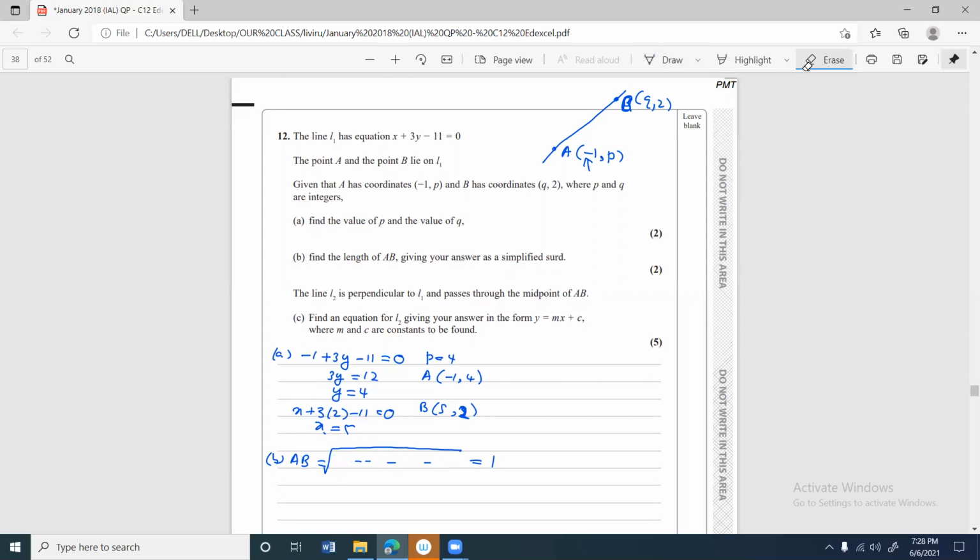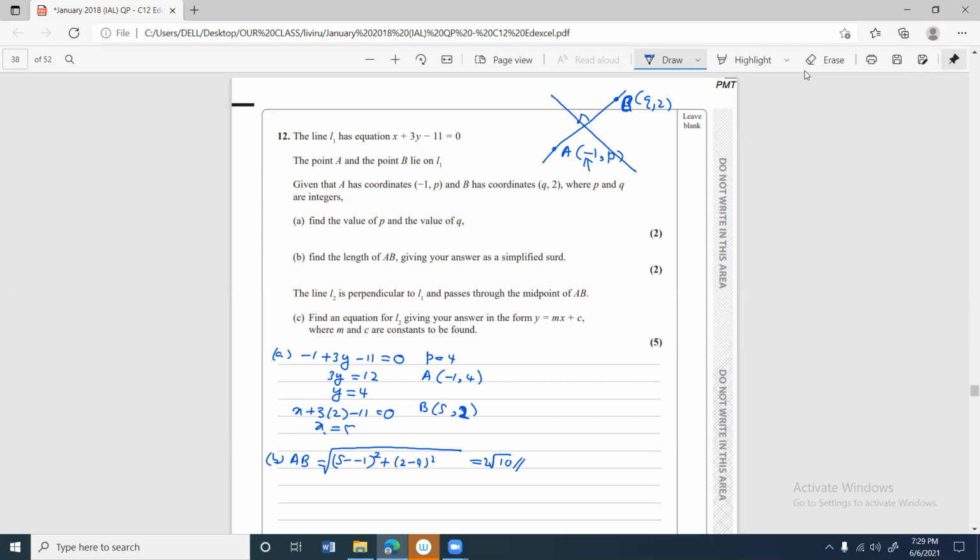Other than that, you don't get this kind of question very often. So the value is then the square root of (5 minus minus 1) whole thing squared plus (2 minus 4) squared. So 5 plus 1 is 6, 36, plus 4, 40, which is 2 root 10. So the length of AB is 2 root 10. Right? The line L2 is perpendicular to L1 and passes through the midpoint of AB.